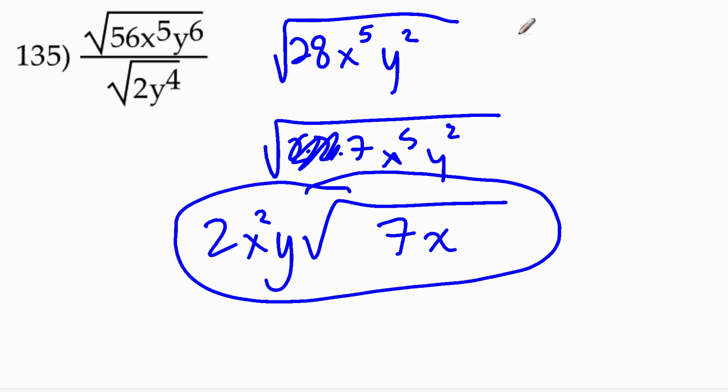Doing this 28, another way you could have written that is square root of 4 times square root of 7, because that's 28. And then the square root of 4 is 2. That's where I get this 2. And the root 7, it's stuck underneath there. Okay, hopefully that helps you with those radical questions.